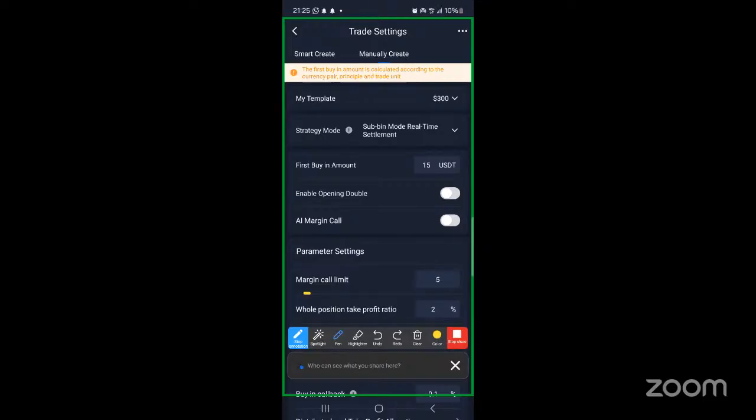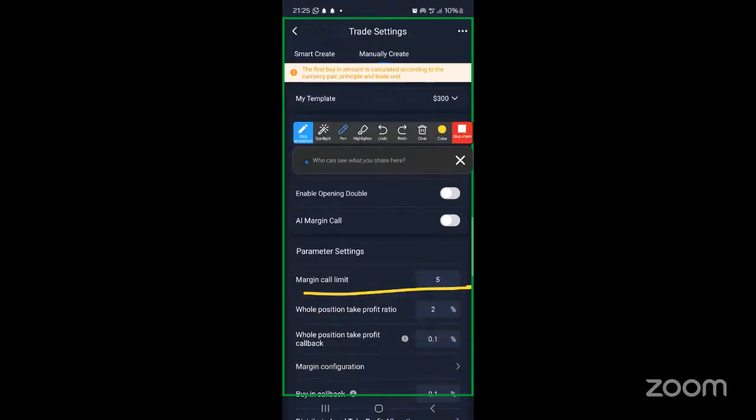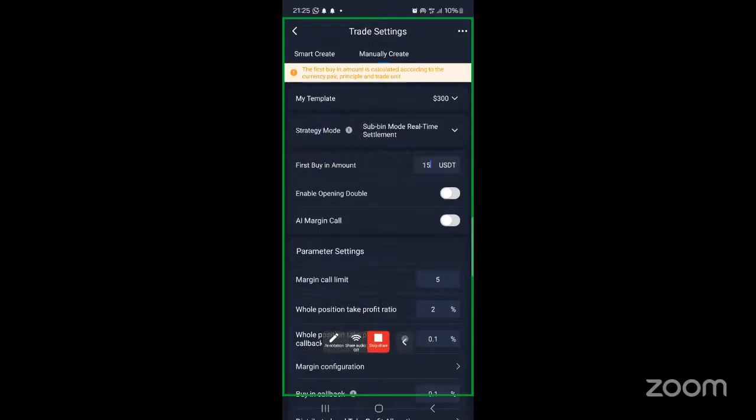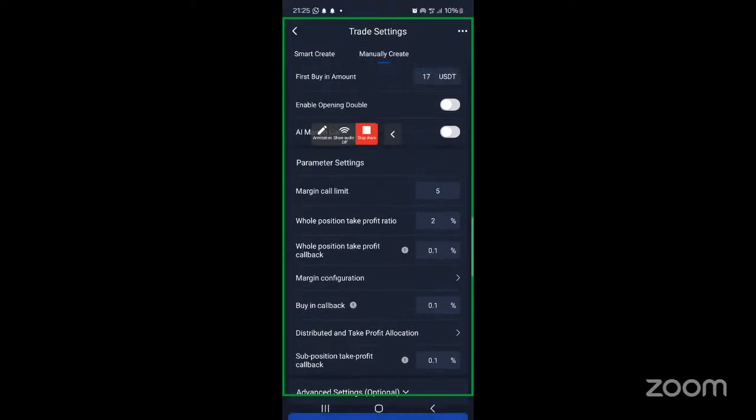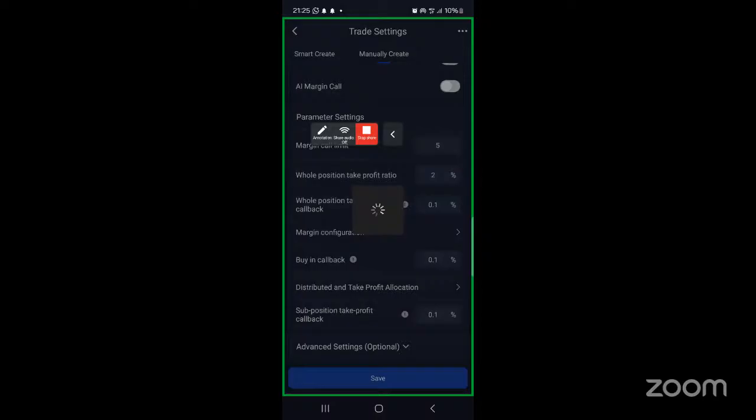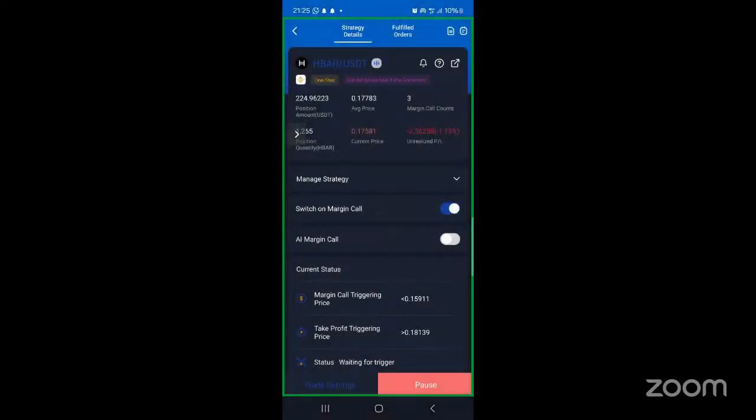You just confirm that your margin calls are the ones you set on the other side, and the whole position take profit, and then you are going to put $17. That is our first buying amount. Then you save your strategy as entered for the coin you want to trade.